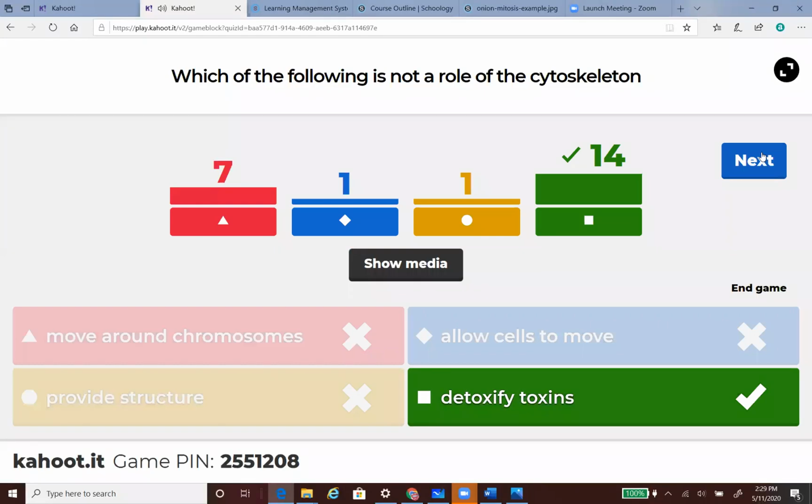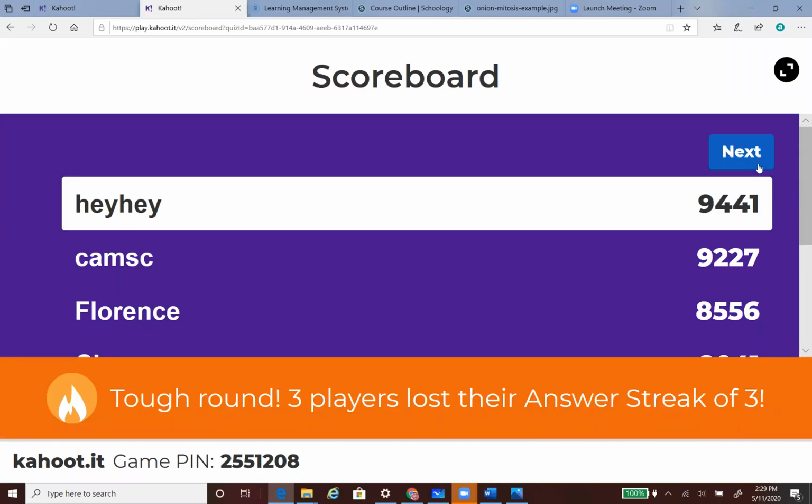Yes, detoxify. That's part of the smooth ER, and the peroxisomes are involved in detoxification. Very good. All right, hey, still in the lead here.